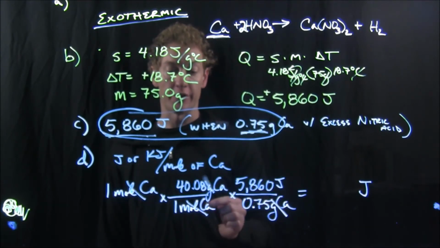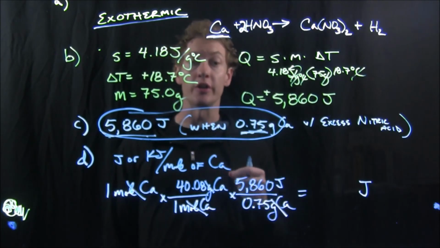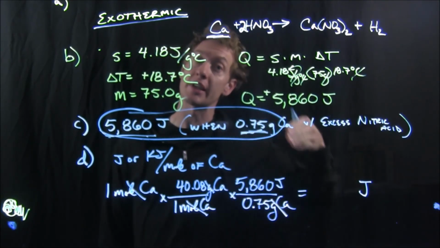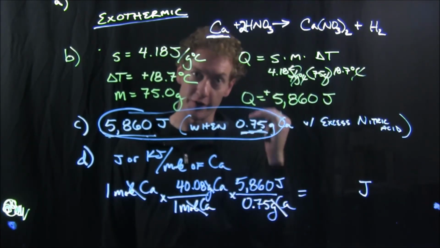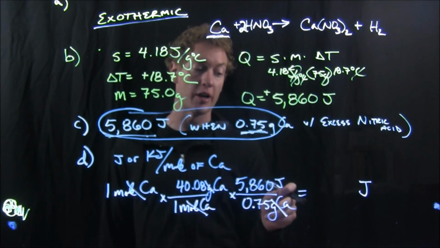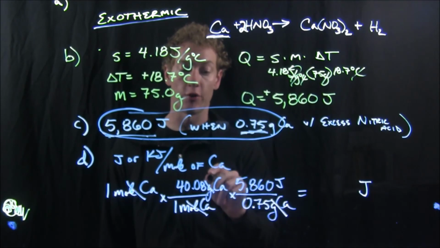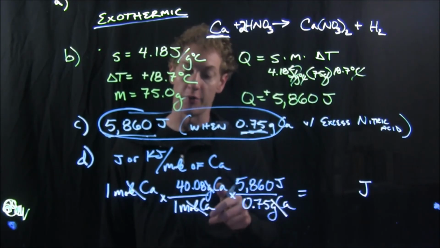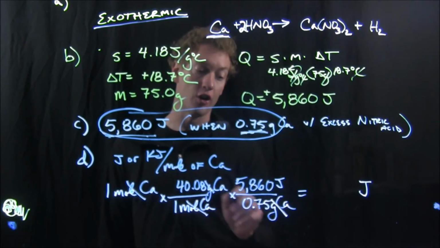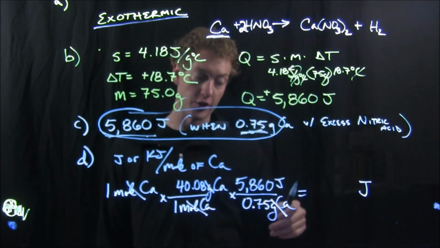Are all of my conversion factors true? And that's the work that I saw a lot of students doing. They had conversion factors set up and the units canceled, but the conversion factors were not true. So is it 5,860 joules for every 0.75 grams of calcium? Yes, that is a true statement. Is it 40.08 grams of calcium for every 1 mole of calcium? Yes, that's true from the periodic table. And all the units cancel.